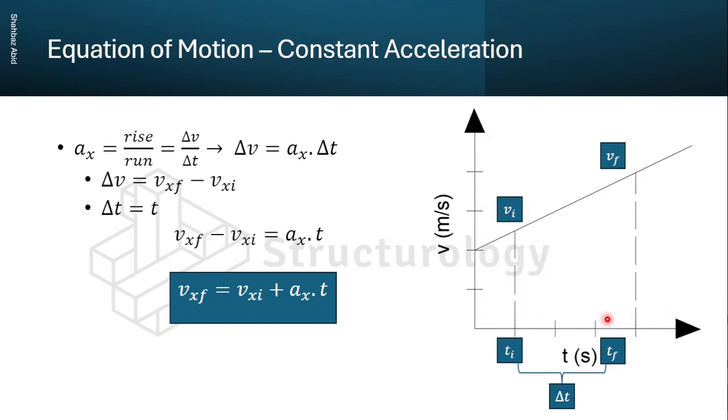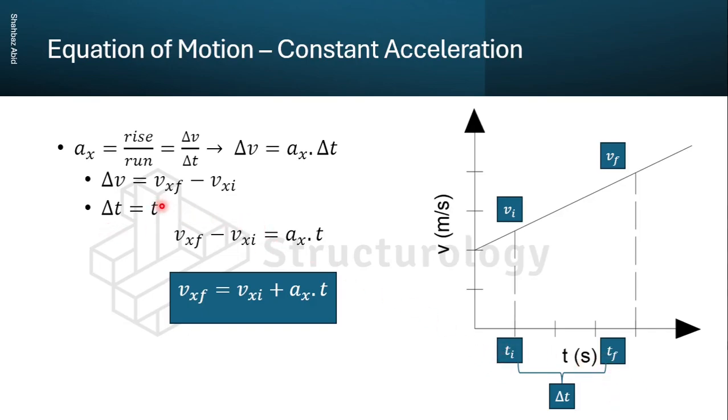We know that the slope of the velocity versus time graph gives us acceleration. In other words, the acceleration is rise over run of the velocity versus time graph, which is equal to delta v over delta t. If I rearrange this equation with respect to delta v, it is equal to a sub x times delta t. We know that delta v is equal to the final velocity minus the initial velocity, and delta t is the final time minus the initial time.